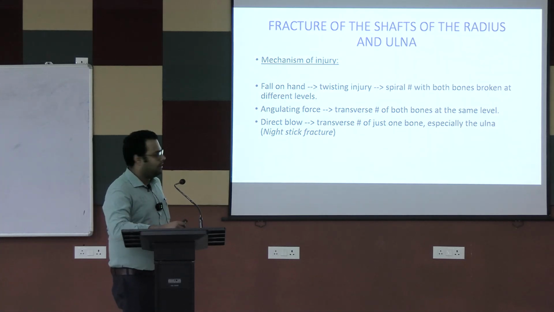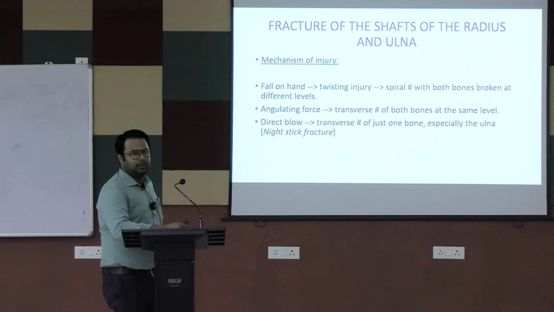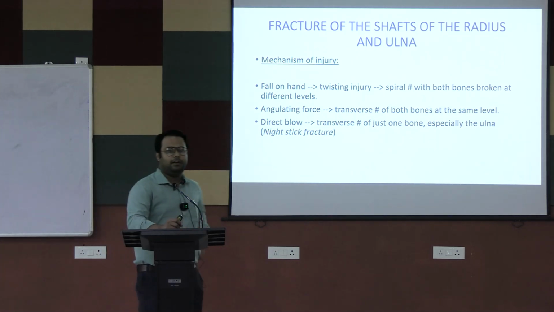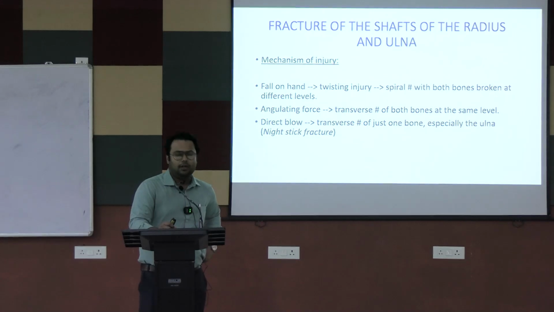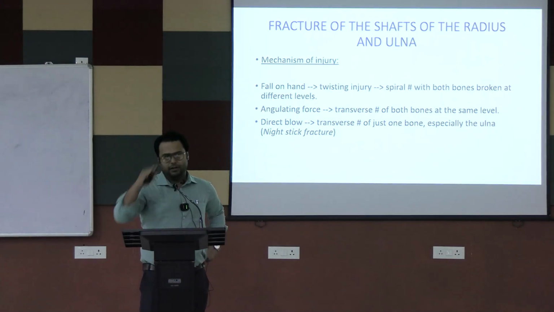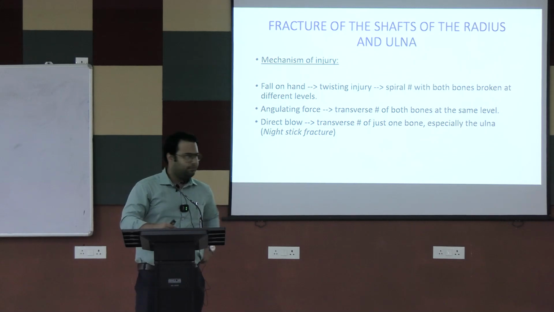Next, coming back to the main topic. What might be the mechanism of injury in fracture of the shaft of radius and ulna? The most common mechanism is a fall on hand, causing a twisting injury. In case of twisting injury, we'll be finding a spiral fracture of both the bones. The bones will be fractured at different levels. The radius is mostly fractured at a more proximal level than the ulna.